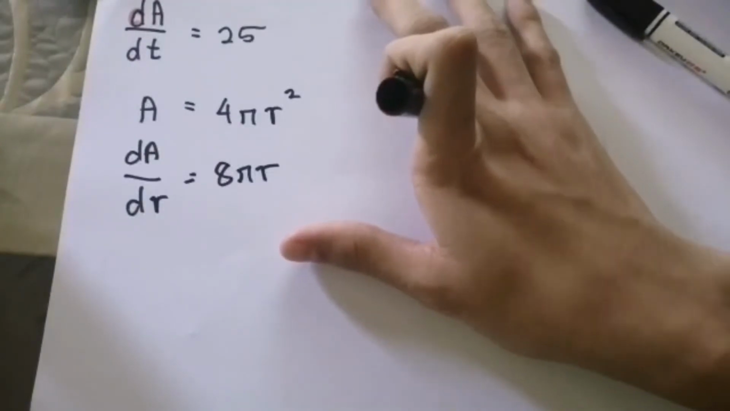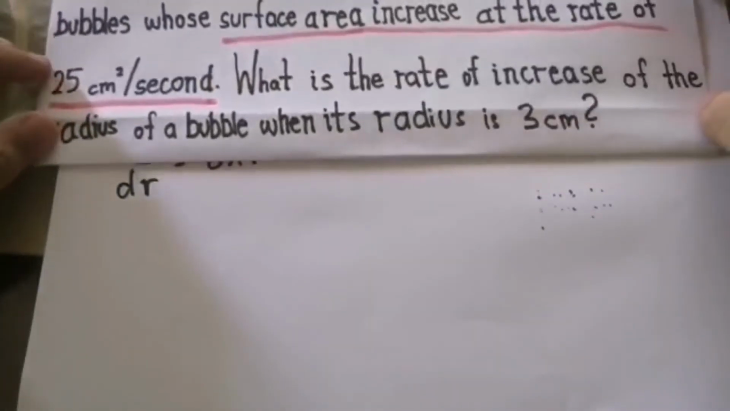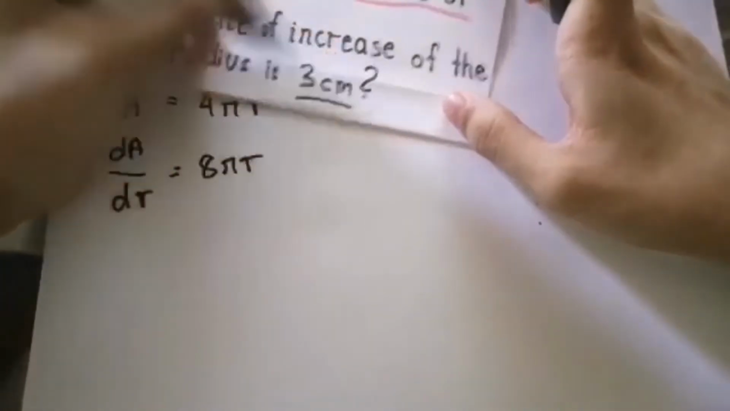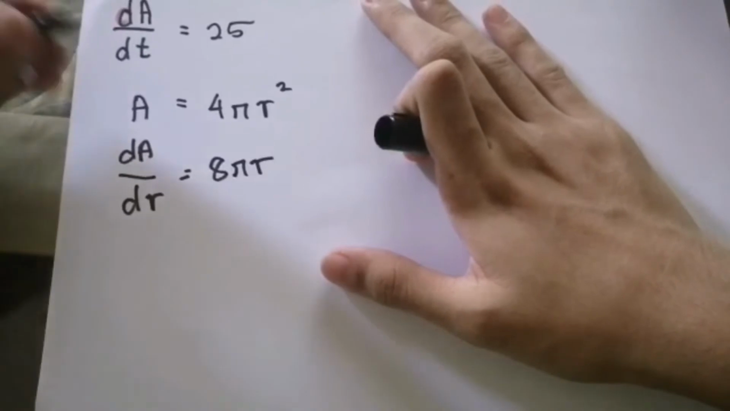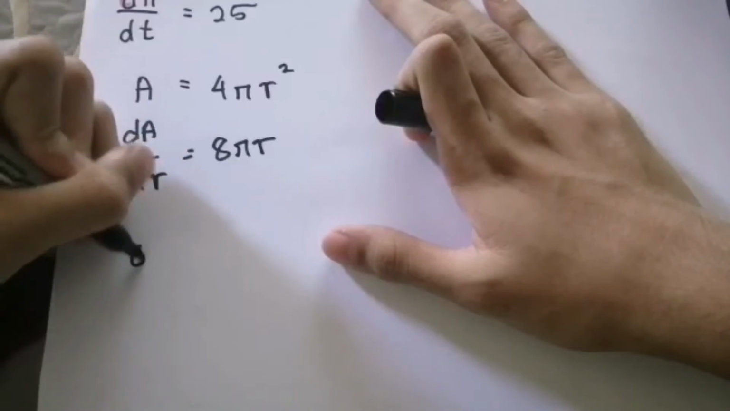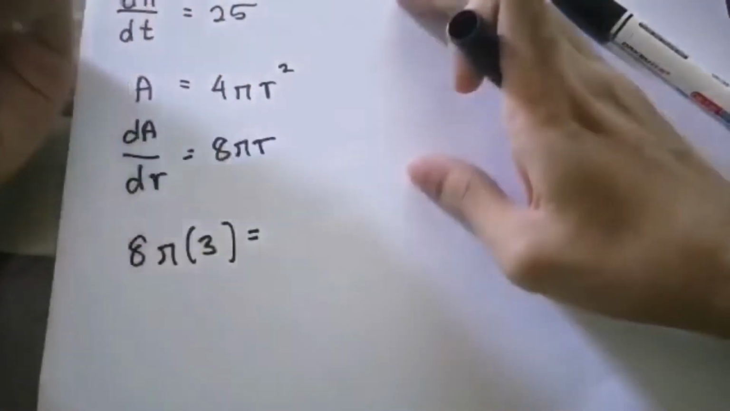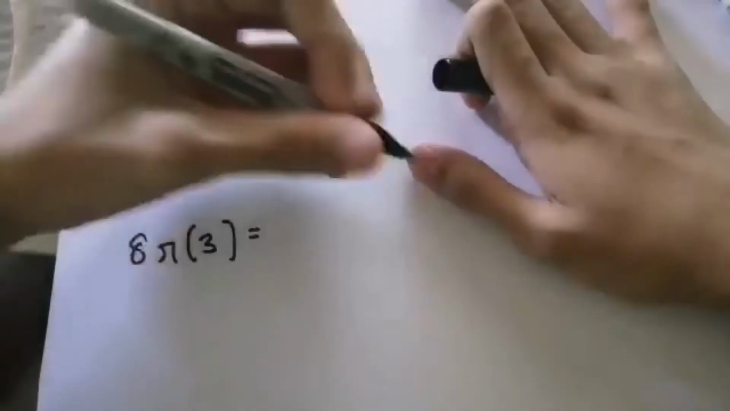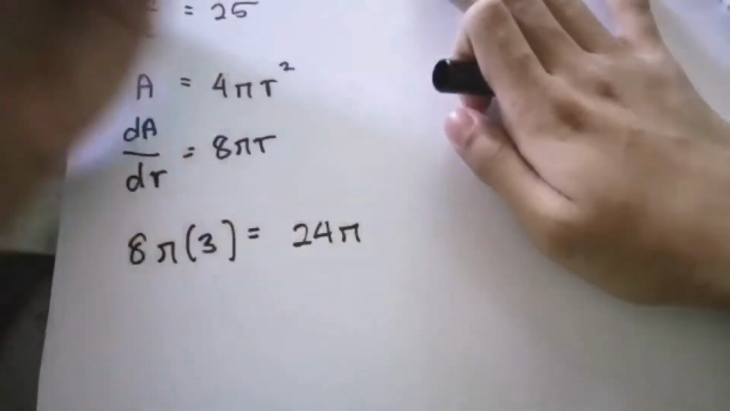Now from the question again, equation 1, the radius of the bubble is 3 cm. So we just change the r to 3, then we will get 8 times 3, which is 24 pi, as simple as that.